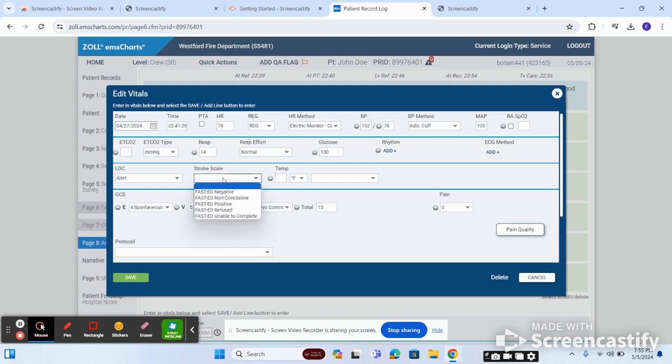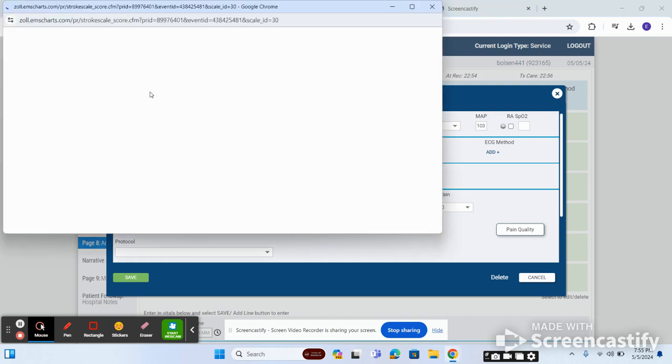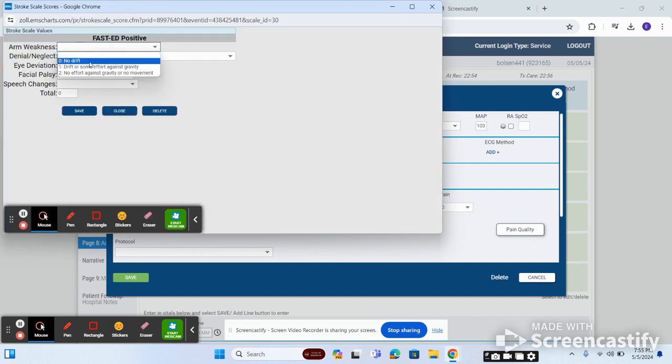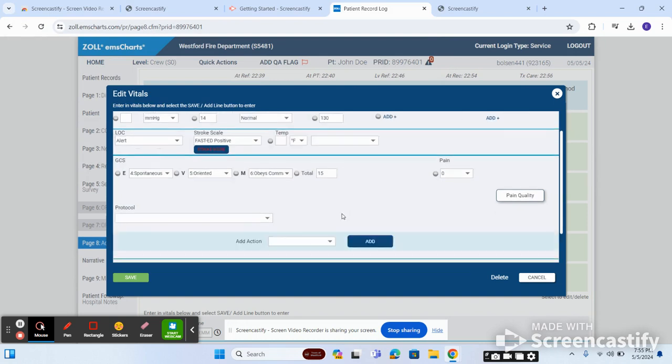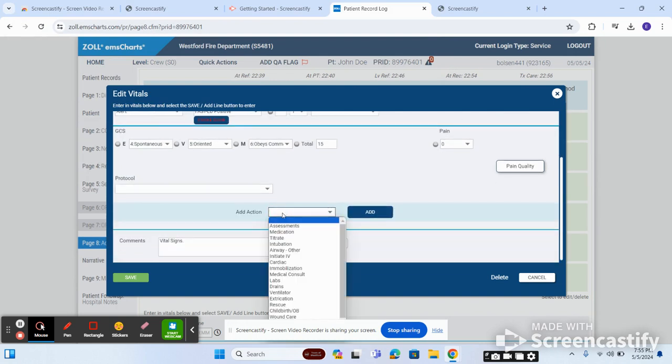For a stroke scale, because this is a stroke patient, we're going to say, yep, we know that was positive. And we'll come back through here and say, yep, there was forced deviation. There was some weakness and he's got that. So it's still a 6. All set. Because at this point in the house, we had the patient on the cardiac monitor.